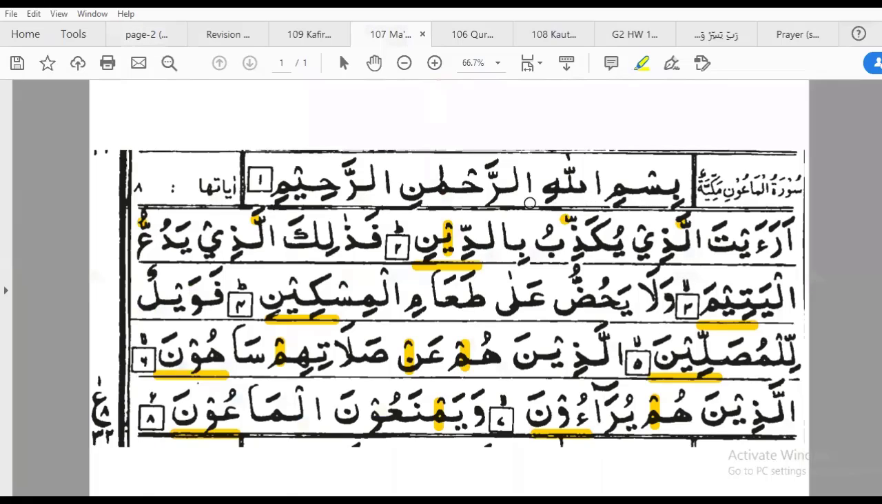Bismillah ir-Rahman ir-Rahim. Okay, so just before you start reading, just make sure that you're remembering all the rules that I have just mentioned as well. Okay, so let's start from this first.